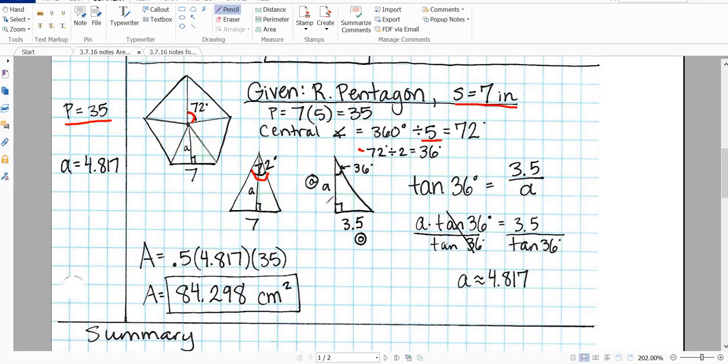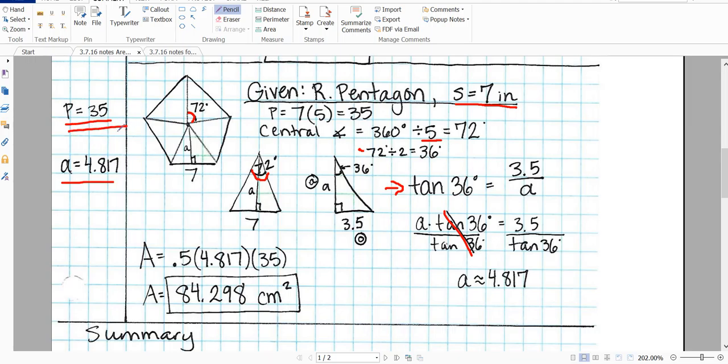So if we're dealing with opposite and adjacent, well, we can use tangent. So we do the tangent of 36 degrees equals opposite over adjacent, 3.5 over A. Using cross products, we can solve it like a proportion. So A times tangent of 36 will equal 3.5. In order to isolate our variable, we divide both sides by the tangent of 36 degrees, giving us approximately 4.817. There's our apothem. So we wrote that down off to the side.